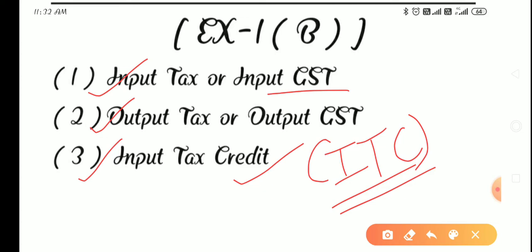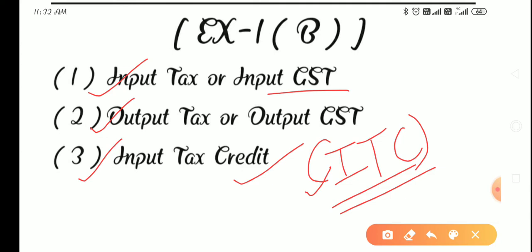What is input tax? In short, input tax is the tax on the purchase of some goods. Output tax is the tax on the sale of goods. So the tax which you pay on the purchase of goods is input tax or input GST. The tax which you pay on the sale of goods, the tax which you charge on the sale, is output tax or output GST. Now which type of tax will you pay?